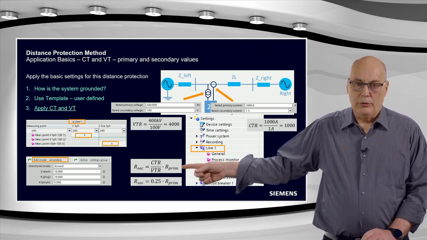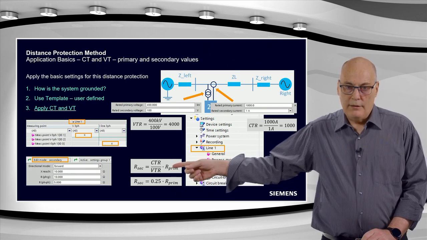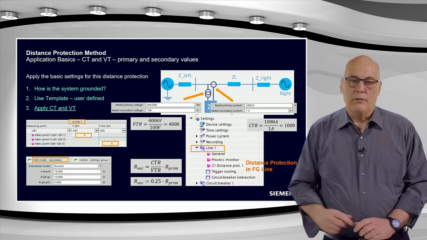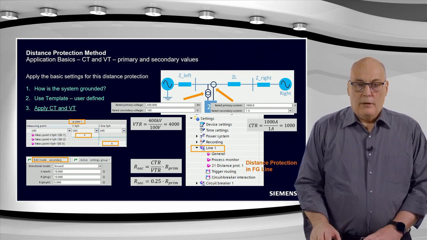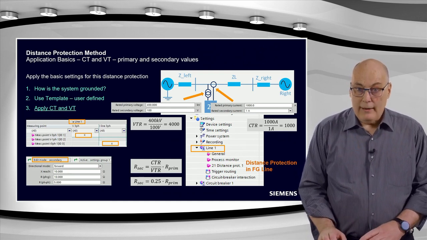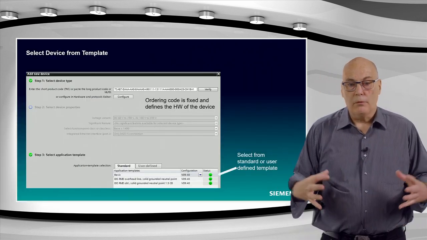This is the equation you can use, where you can take the primary impedance here and multiply with the CT-VT ratio as shown, and then the result would be the secondary impedance. That's important, okay? The other aspect we come to now is a little bit more general.